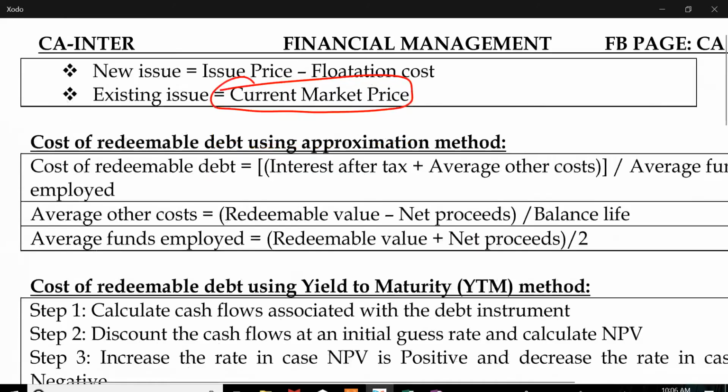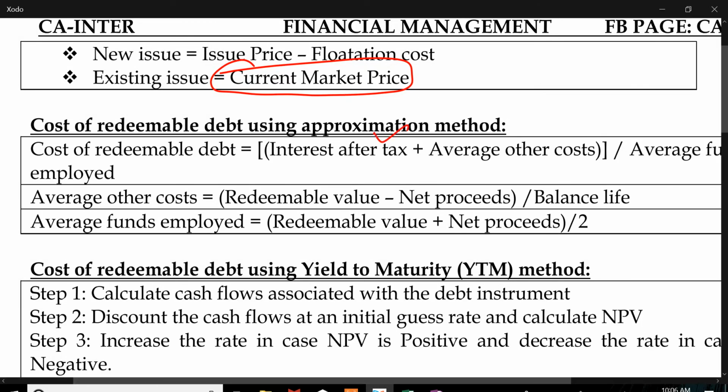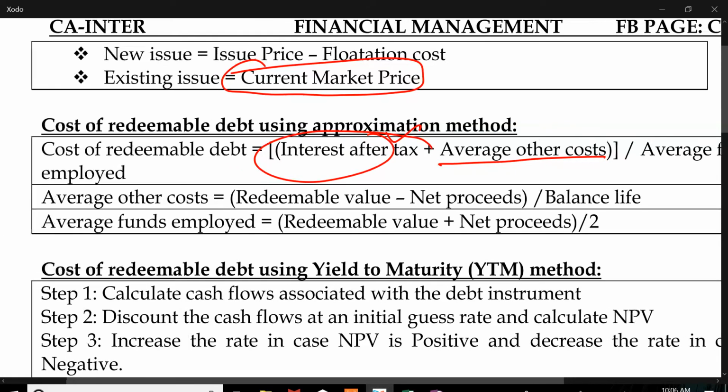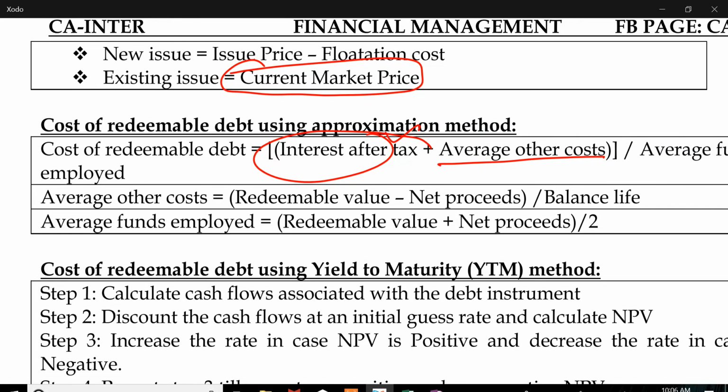Second part, redeemable debt using the approximation method. Interest after tax, plus average other cost, divided by average funds employed. I have given explanation to everything. What is average other cost? Redeemable value minus net proceeds, by balance life. I will explain balance life as I do a problem. Net proceeds is already explained.